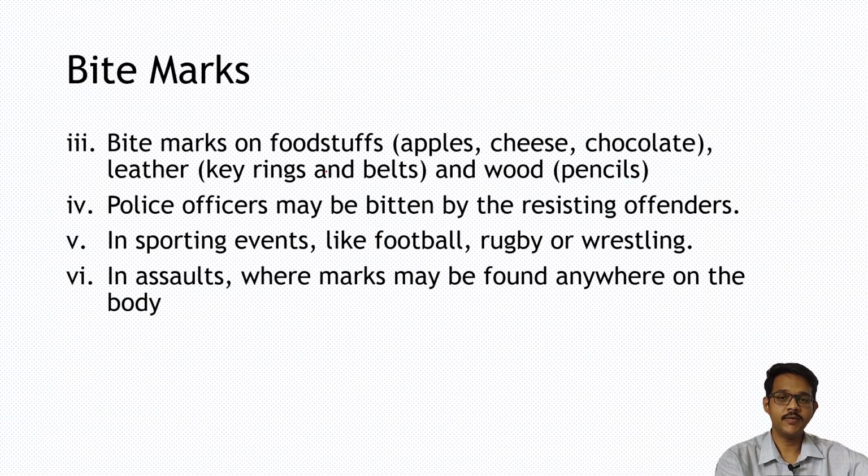Bite marks at the scene of a crime can be seen on foodstuffs like apples, cheese, chocolates. They can be seen on leather ornaments, leather garments, keyrings, belts, and wood like pencils. A police officer can also be bitten when resisting criminals during arrest. In sporting events like football, rugby, or wrestling, bite marks can be seen. In assaults, marks may be found anywhere on the body.